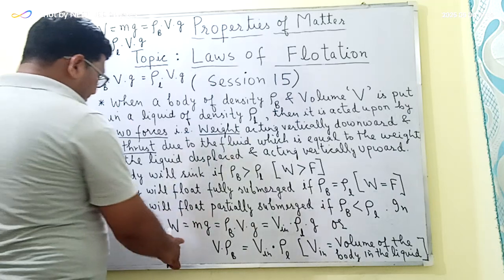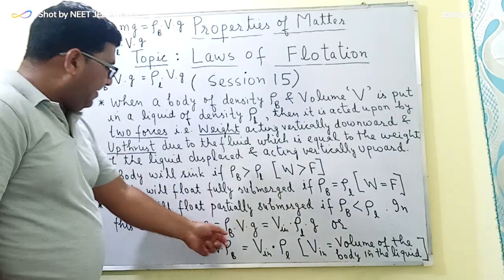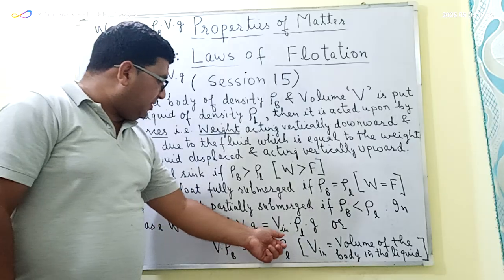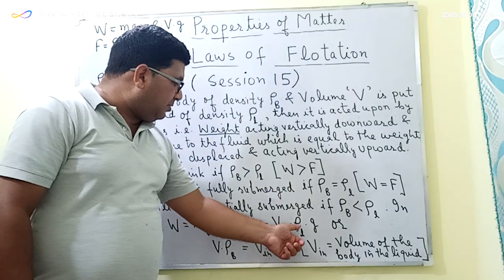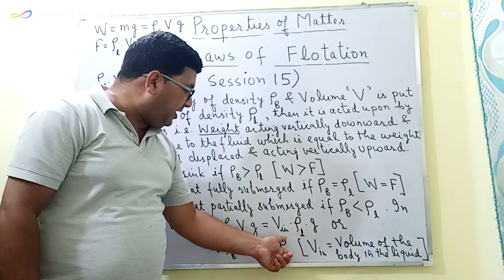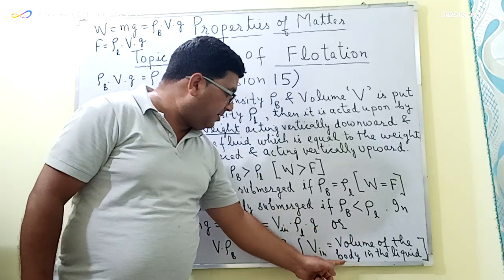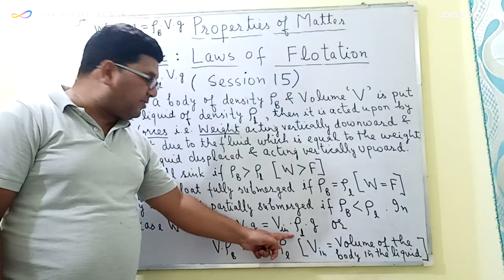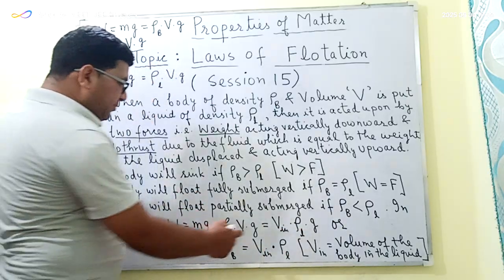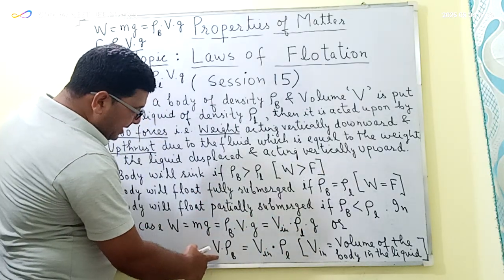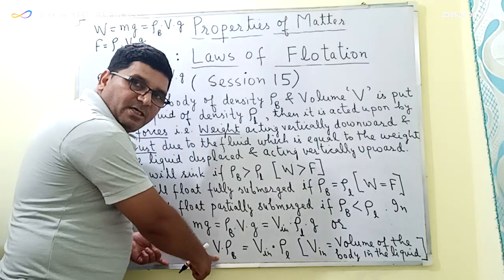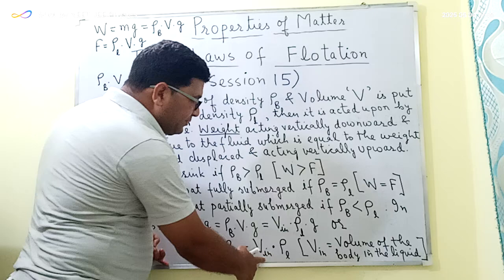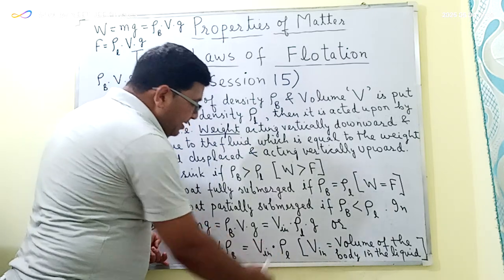So in this case, the weight, which is equal to rho b into v into g, will be equal to the Vin into rho l into g. Now here Vin is what? It is the volume of the body in the liquid, and rho l is the density of the liquid multiplied by g. So by equating these two equations, we will be getting that the volume of the body multiplied by the density of the body is equal to the volume of the body in the liquid multiplied by the density of the liquid.